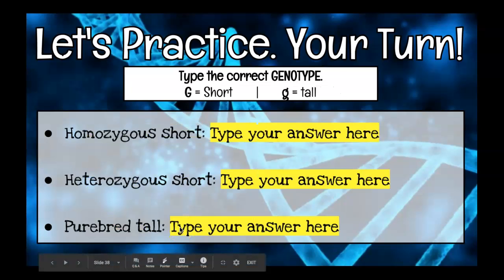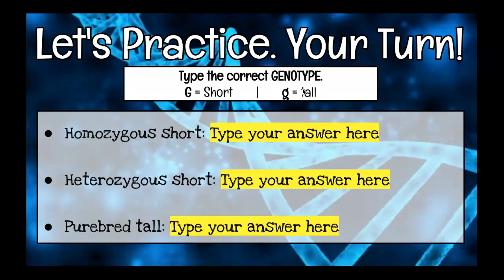So now we're going to type in the genotype or the letter combination. Big G is short, little g is tall. So, homozygous short. Remember that homo means same, hetero means different. So, if it's homozygous short, you're going to have two of the same short alleles. Well, short is big G, so this will be two of the same big Gs. Hetero means different. So, a heterozygous short organism would be a big G, little g. Even though it's carrying a little g, the big G is going to show up. That's why it's short.